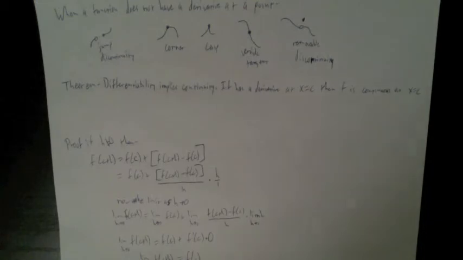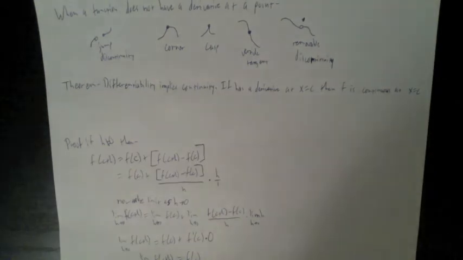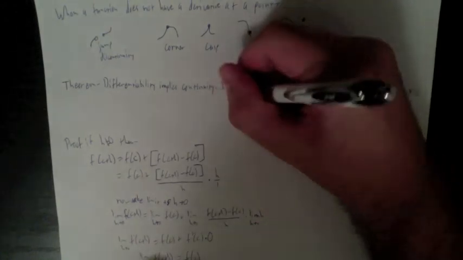When a function does not have a derivative at a point, it has a jump discontinuity, a corner, a cusp, a vertical tangent, or a removable discontinuity. The theorem, differentiability implies continuity: if f has a derivative at x equals c, then f is continuous at x equals c.